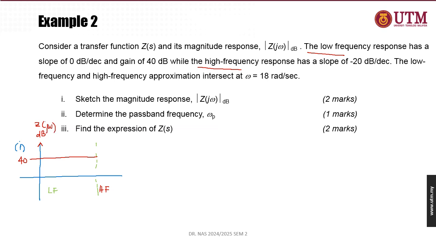Okay, while the high frequency response has a slope of negative 20 dB per decade. So this one at high frequency component, negative slope 20 dB per decade, negative 20 dB per decade. At higher frequency component, and both the low and high frequency component intersect, meaning connected, at omega equal to 18. Okay, so this is the magnitude plot of Z(j omega).